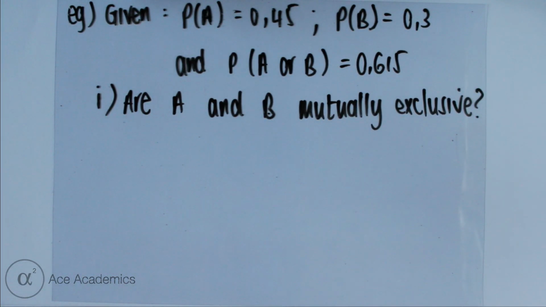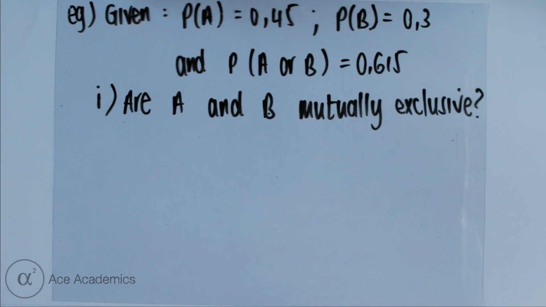The example reads, given the probability of A is 0.45, the probability of B is 0.3, and the probability of A or B is 0.615. Now this example doesn't give us any specific scenario, it just gives us some probability values. The first question is, are events A and B mutually exclusive?